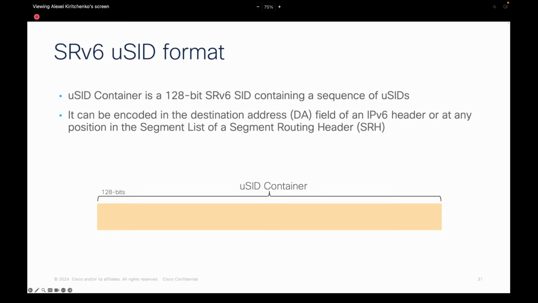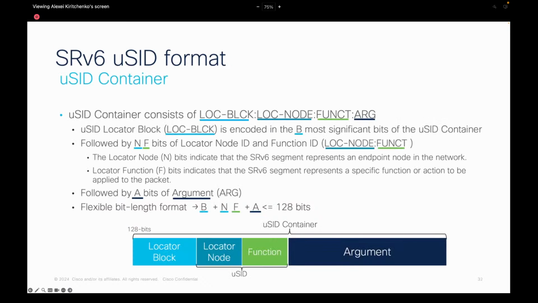Let's have a look at microseed format now. So a microseed container is a 120-bit SRv6 seed containing a sequence of microseeds. It can be encoded in the destination address field of the IPv6 header or at any position in the segment list. A microseed container consists of locator block, locator node, function, and argument. And it has a flexible bit length format, which must be less than or equal to 128 bits.